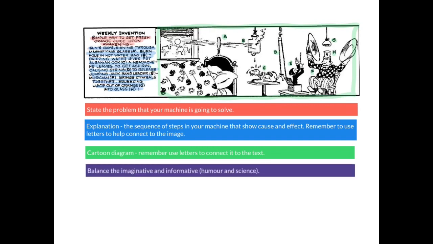The last thing to remember is to balance the imaginative and informative parts of this text, so the humour and the science. So the point of this cartoon is to be humorous and entertaining. But when you look at the scientific aspects of it, they're still correct. So for example, when the Albanian ook decides to jump off the table, it's going to create a force in this direction and a force in that direction, which is what would happen in real life. So even though it's a funny, crazy, absurd way to do things, it actually could be done in real life if you wanted to.